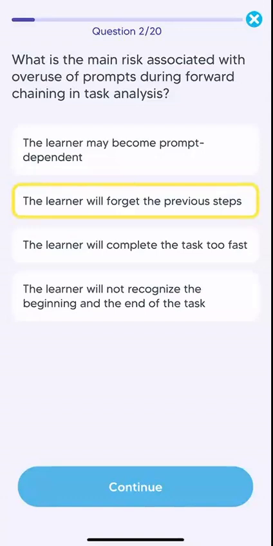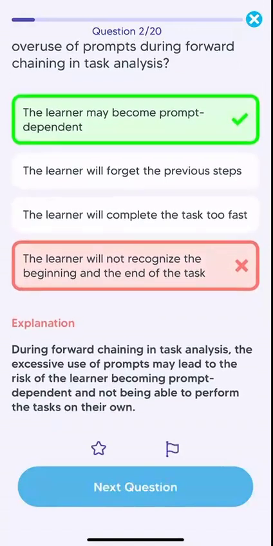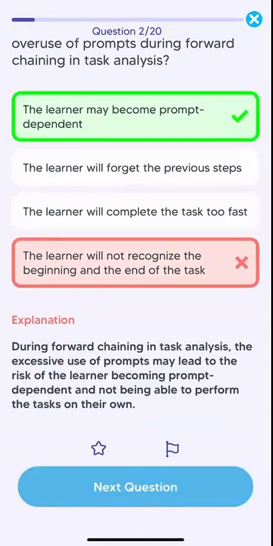Why the last one? See, why not that one? The learner will forget the previous step if you are over prompting it, or the learner may not recognize the beginning and the end. I'm wrong. Oh, the learner may become prompt dependent. I read it as independent. That's why I didn't choose this. Ah, dependent. Okay.